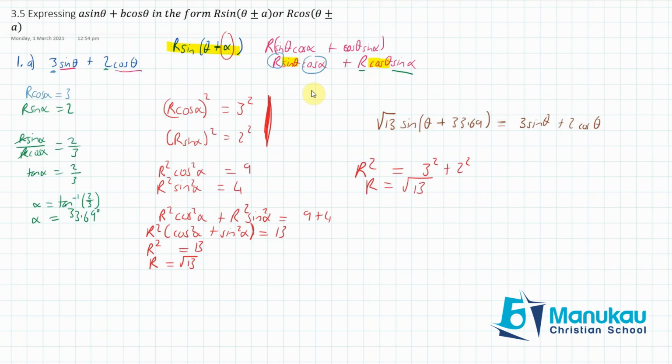Now, I feel like it would be useful for us to try another one. Maybe this time we will do one where we're using the cosine addition rule. So I'm going to go to number 3, 3a. Okay, and I want to express cosine theta subtract sine theta as equivalent, or we want to put it into the form of r cosine bracket theta plus alpha.